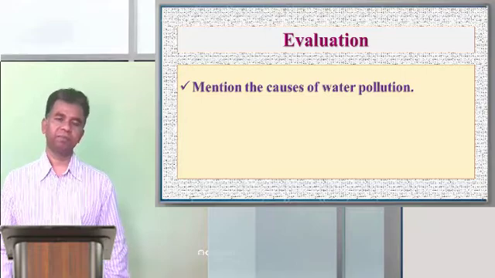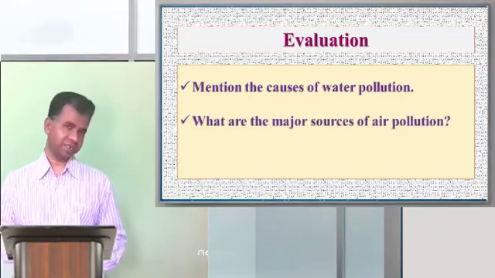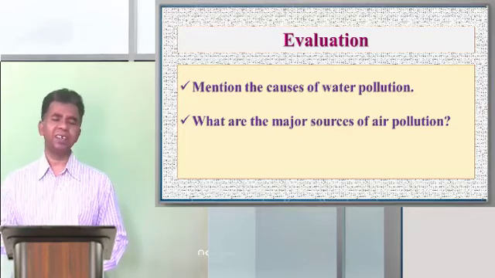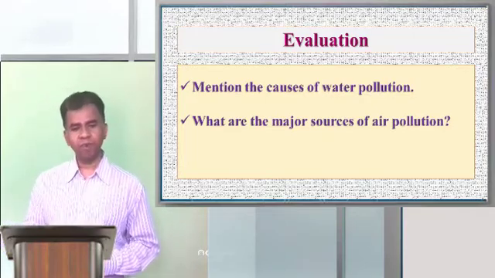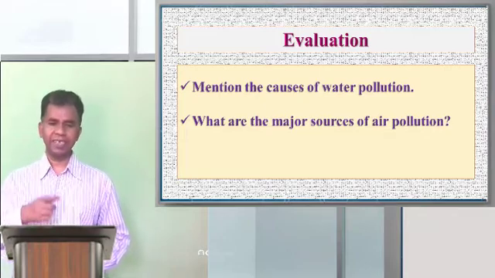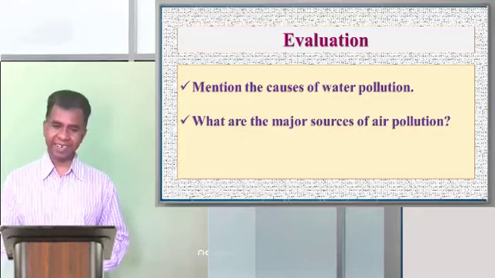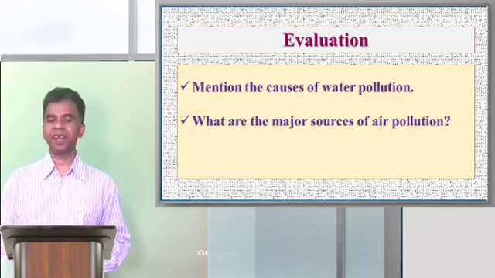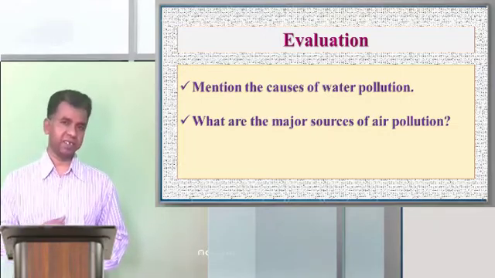Next one. What are the major sources of air pollution? Yes, you have already read. The major sources of air pollutants are emissions from industrial plants, brick fields, old or poorly serviced vehicles, and dust from roads and construction sites.